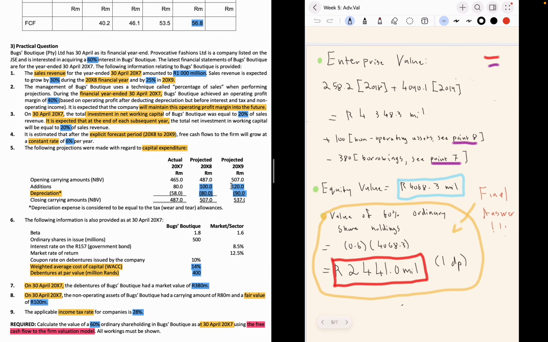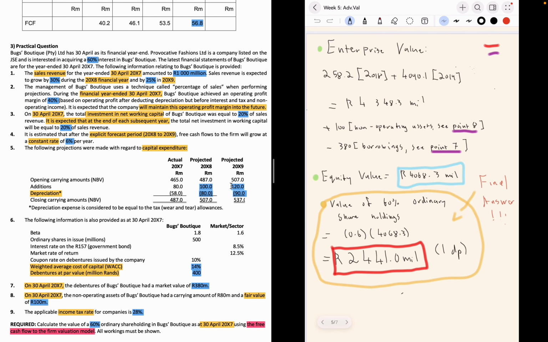Then we can move on to the simpler calculations, the enterprise value. So for 2018, we have a free cash flow to the firm that has been discounted of 258.2. For 2019, it is 4,090.1. So we have 4,348.3 million. We add our non-operating assets.